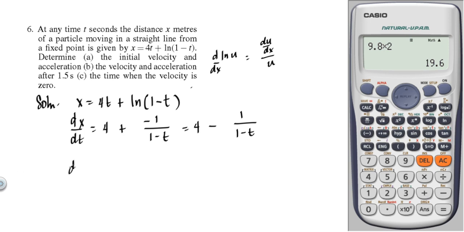Then, let's differentiate this again, the second derivative of x with respect to time. So, what is the derivative of 4?